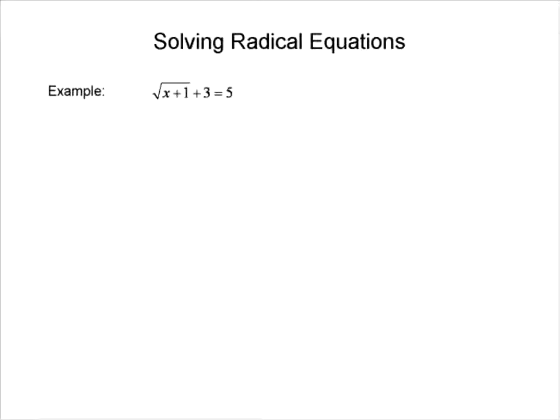what we have to first do is solve for the radical itself. So we're going to assume that we're trying to get this whole thing right here, x plus 1 square rooted, and we're isolating for that. So we're going to bring everything that doesn't have a square root to the other side of the equation. 5 minus 3. So we're going to have the square root of x plus 1 is equal to 2.